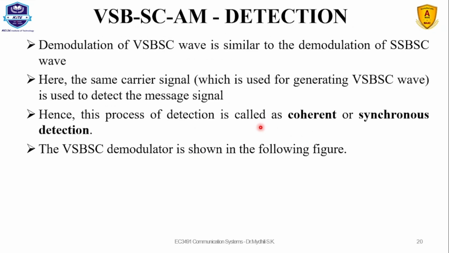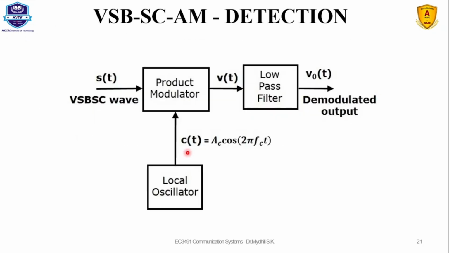Now coming to the demodulation part of the vestigial sideband, as I have earlier mentioned, this VSB-SC detection is somewhat critical, difficult or complex. So we will be seeing it step by step. Demodulation of a vestigial sideband wave is similar to the demodulation of SSB-SC. In SSB-SC we have seen coherent detection. Here also we will be using coherent or synchronous detection. The VSB demodulator is shown in the figure below.